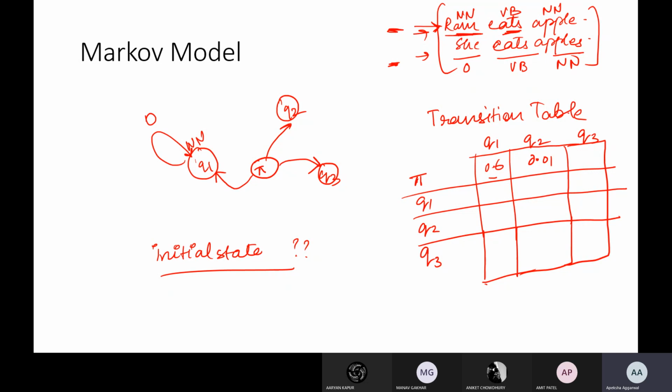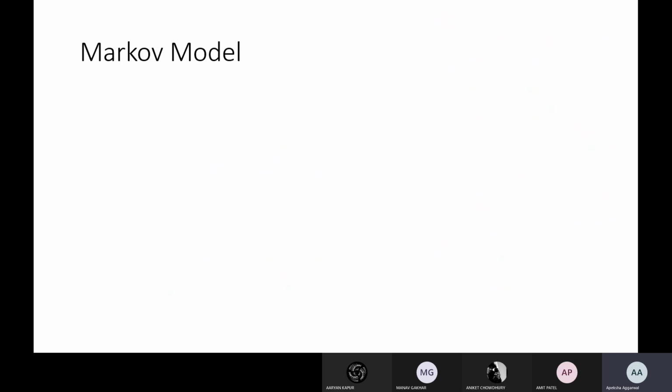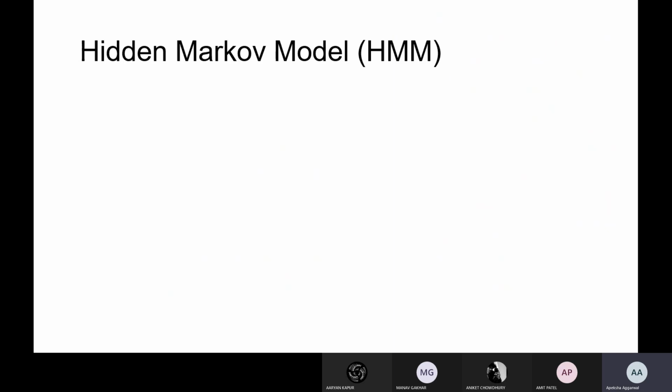Now let's move on to hidden Markov model. Why hidden? First of all, we have to see why hidden. In the hidden Markov model, up till now what we were talking about was POS tags. So each and every state in this transition graph is a POS tag. So instead, what are the chances that I am at a tag and I want to jump to a word?